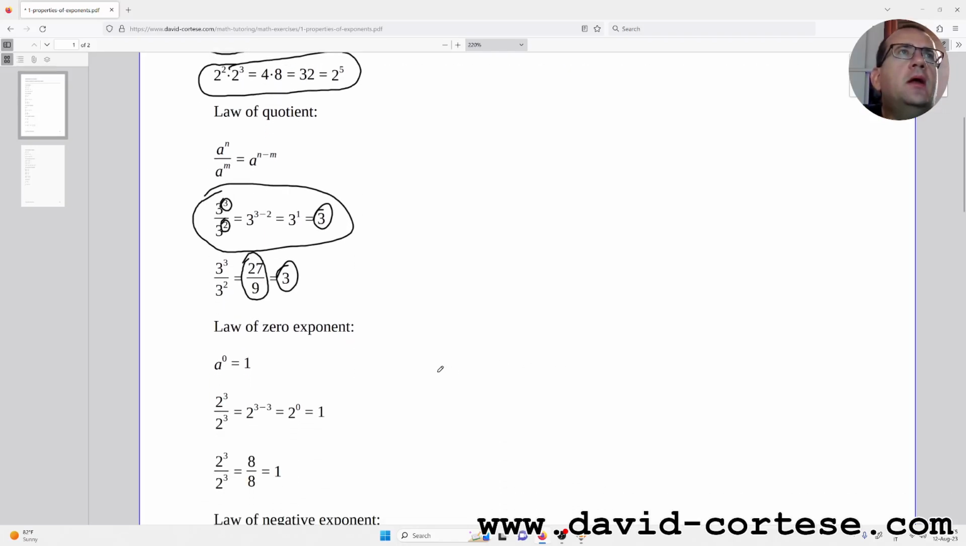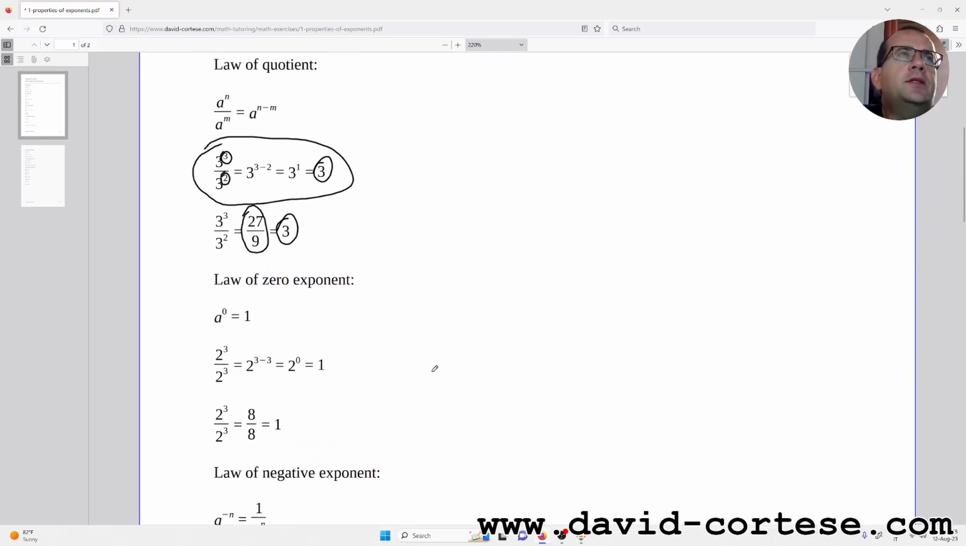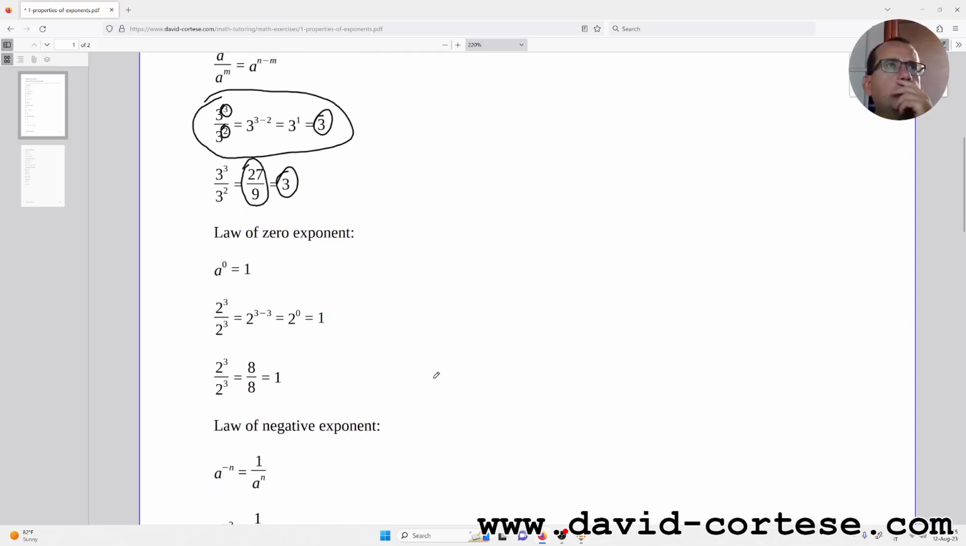Then there is the law of zero exponent. It's very important. A raised to 0 is always 1. In fact, 2 raised to 3 over 2 raised to 3 is equal to 2 raised to 3 minus 3, that is 2 raised to 0, that is 1. 2 raised to 3 is 8, so 8 over 8 is 1.